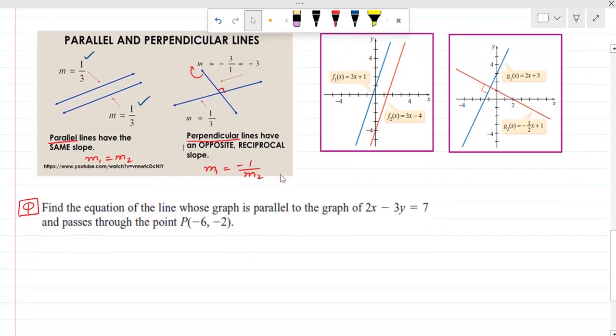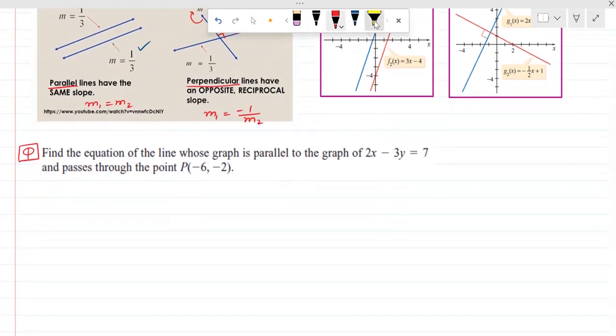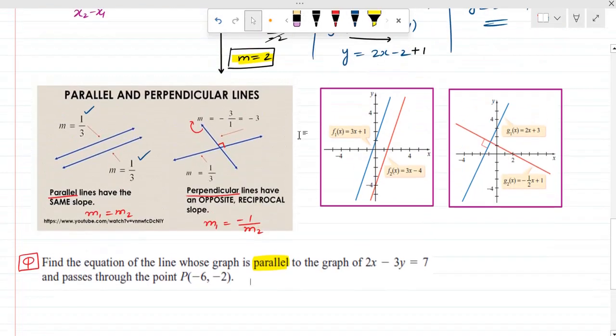So we will solve the question, and it should be mentioned in the question whether it is parallel or perpendicular. This must be given in the question to solve. Now before going to this one, how to find the equation of a parallel and perpendicular line. So this is the parallel line and this is the perpendicular line.